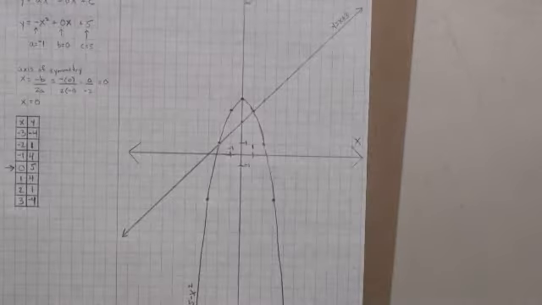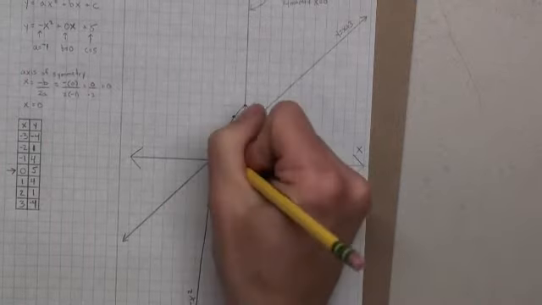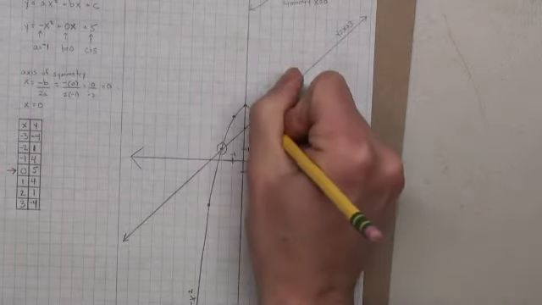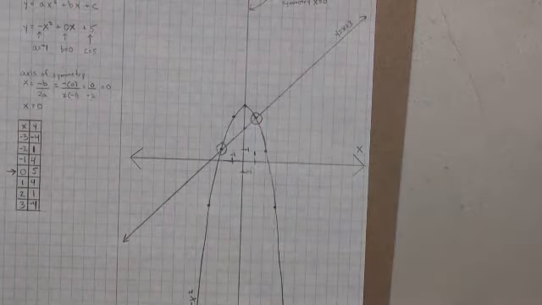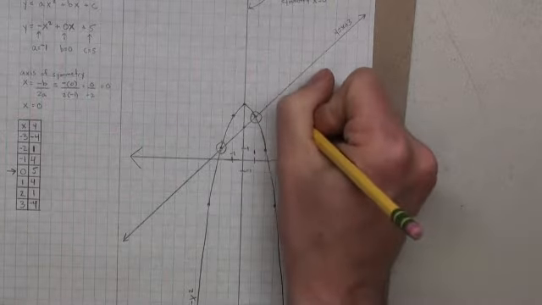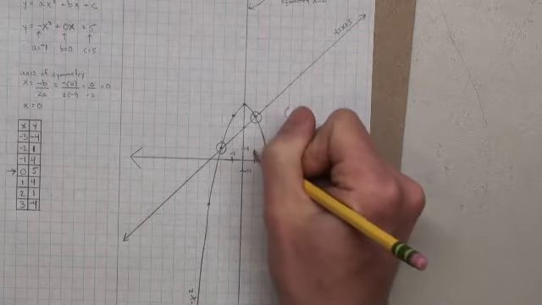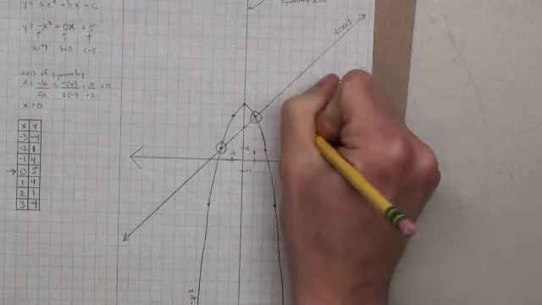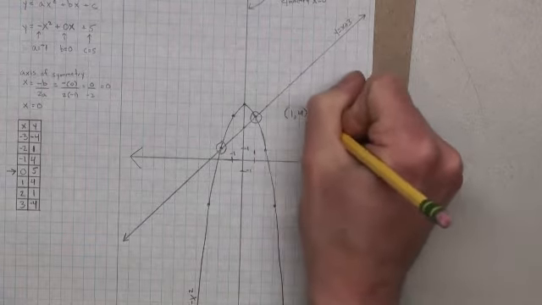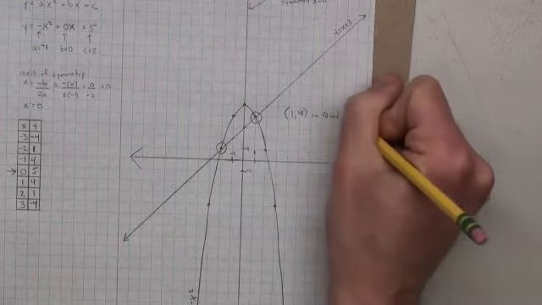Now, I need to circle the points where the line and the parabola intersect. Okay. There's 1. There's 2. And I need to write those points down, and I need to write down what quadrant they're in. The coordinates of the first point, I'll put it right here. 1, comma 4 and that's in quad 1.